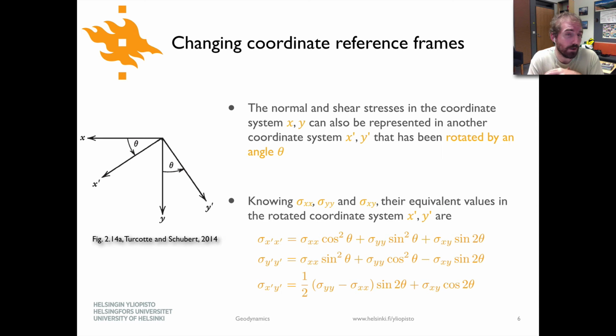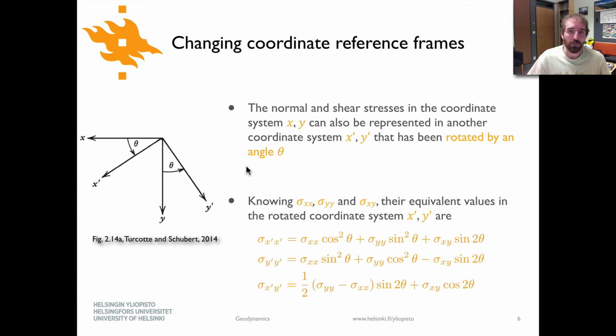All right, so let's move on now to changing reference frames. The reason for doing this, as I mentioned, has to do with calculating principal stresses, and we'll get to that in just a slide or two. But here we're going to start out just with the idea of how to change your coordinate reference frame.